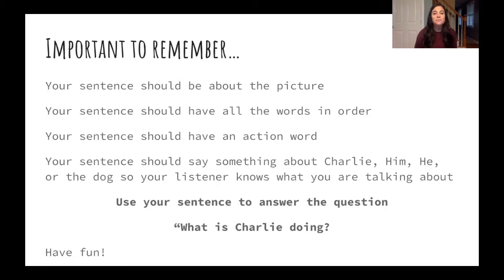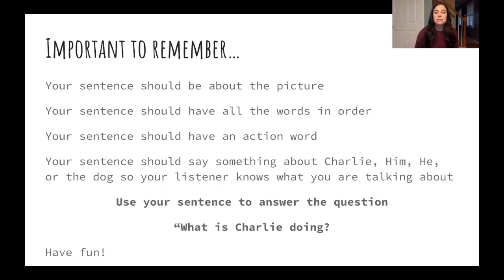Okay? Your sentence needs an action word to say what Charlie is doing. It could be sitting, jumping, eating, any words that really give us that verb, that action to show what's happening in the picture or to describe what's happening in the picture. And your sentence should say something about Charlie or use the words him, he, or the dog, so your listener knows the thing or the person or the subject that you're talking about.